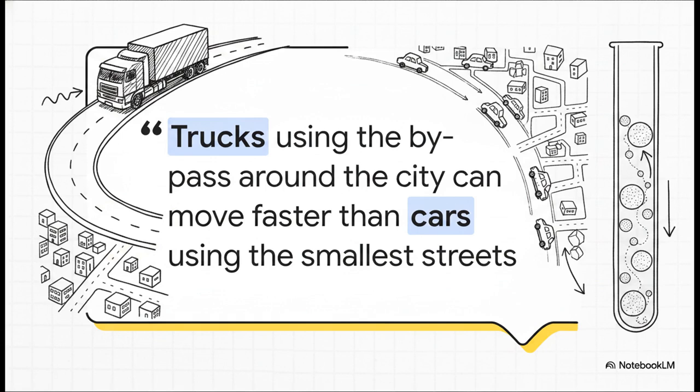There's this great analogy that perfectly captures the core principle here. Think of the molecules like vehicles, and the pores inside our chromatography column as a city's traffic network. The quote says, "Trucks using the bypass around the city can move faster than cars using the smallest streets." It's brilliant. Inside the column, the stationary phase is packed with porous beads. The small molecules, the little cars, wander into all these tiny pores. They're taking detours, so their journey takes way longer. But the massive macromolecules, the giant trucks, physically can't fit into the pores. So they just wash straight down the empty spaces between the beads and come out first. It is literally an obstacle course where being gigantic is a massive advantage for your speed.